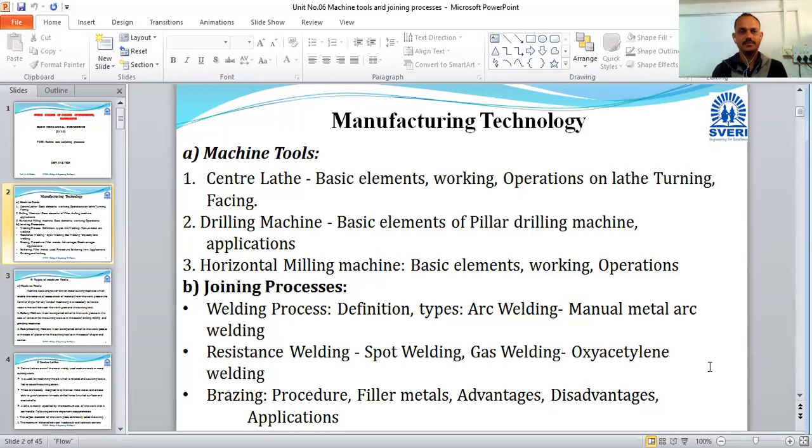Then tailstock is used to support the lead screw. Okay, lead screw. Then carriage. Okay, so I think most of the parts you covered.